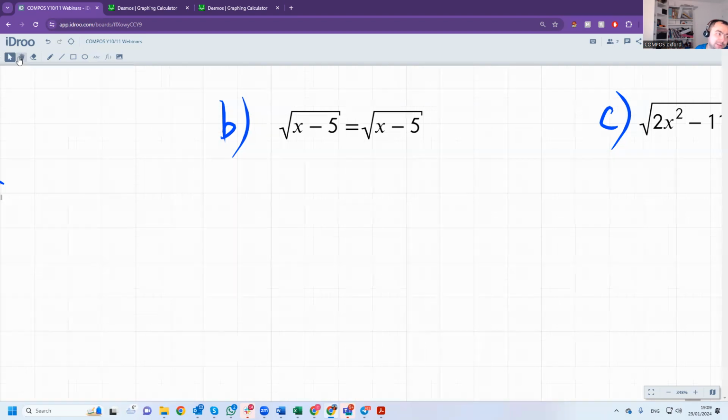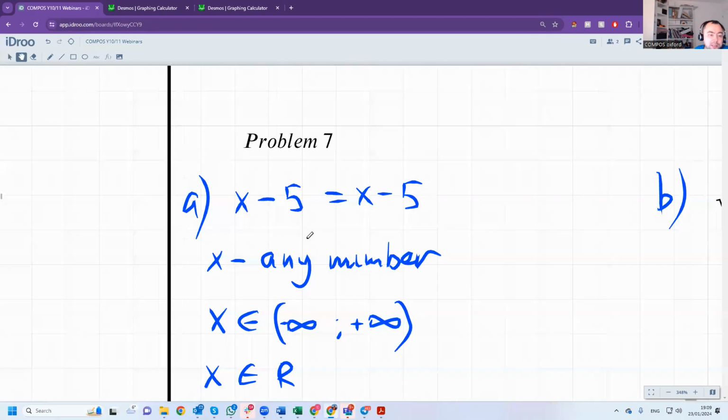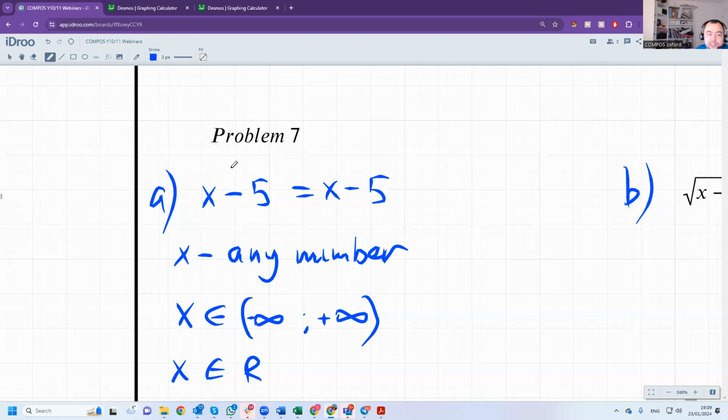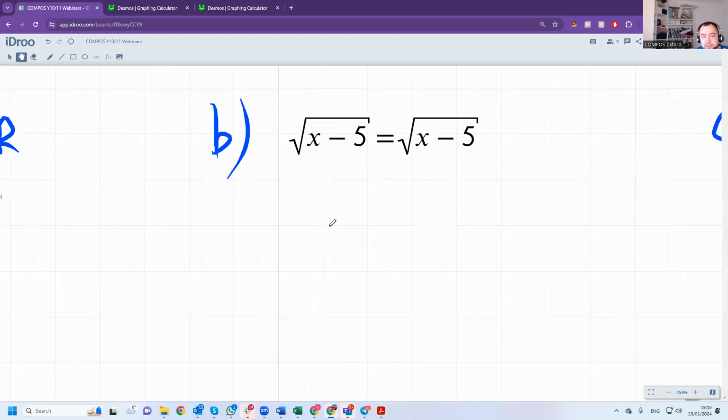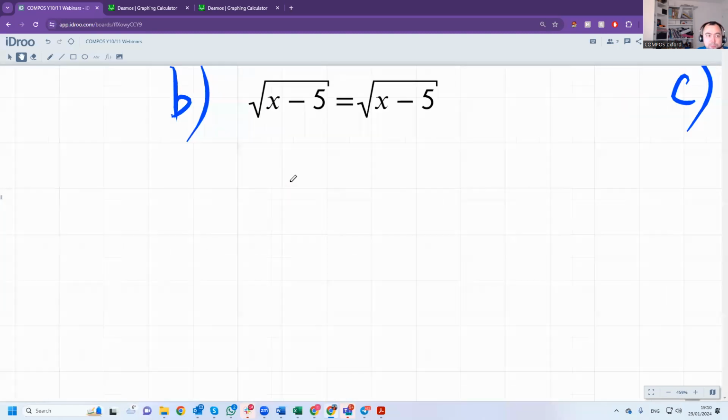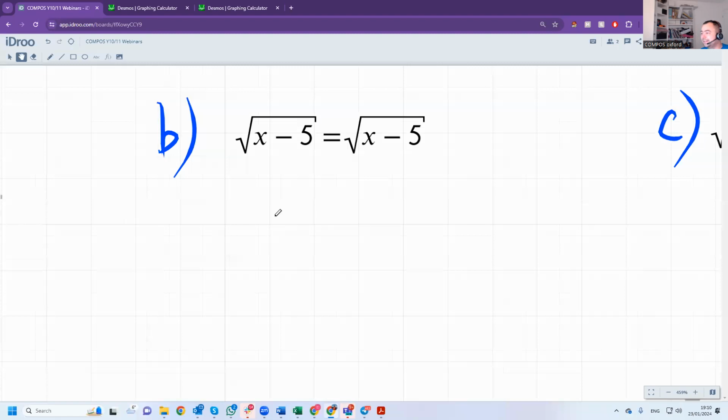That's a good question. You always define where you're working. You define x as a real number in the beginning of the question. So it is implied that x is real. So we're only talking about real numbers. As I said before, we are only dealing with real numbers in COMPOS at this age level.